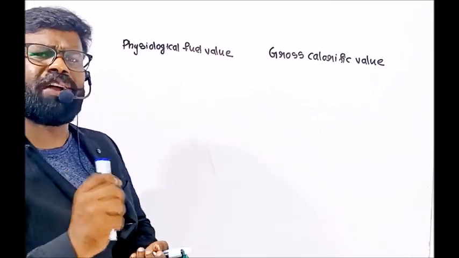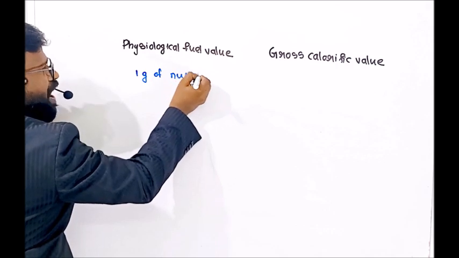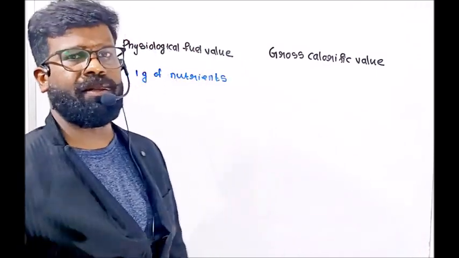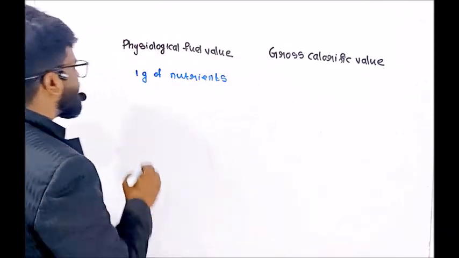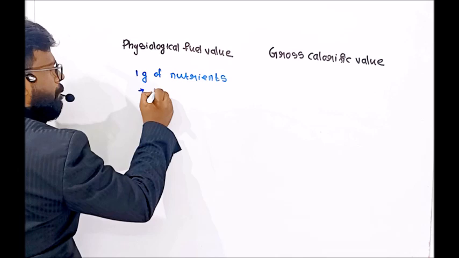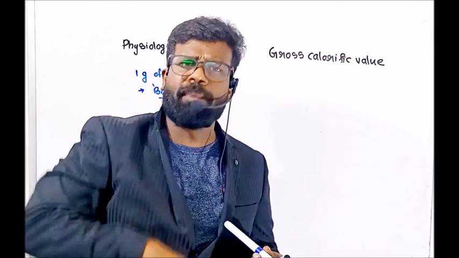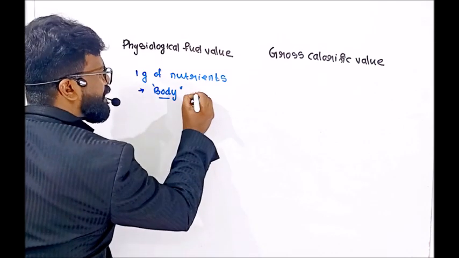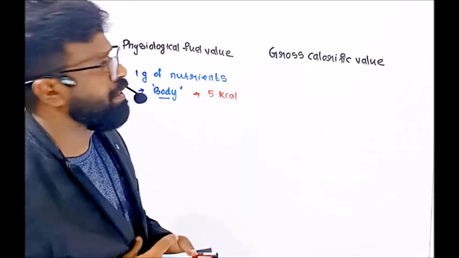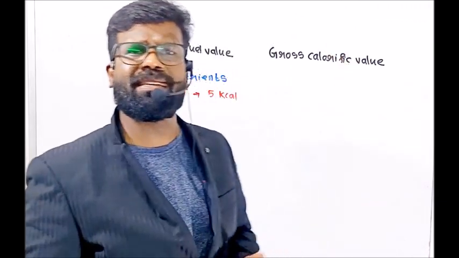First one, physiological fuel value. Take 1 gram of nutrients, either carbohydrates or proteins or lipids, the macronutrients. When 1 gram of nutrient breaks down in the body of an organism, the human body, a particular amount of energy is released. Suppose 5 kilocalorie of energy is released.